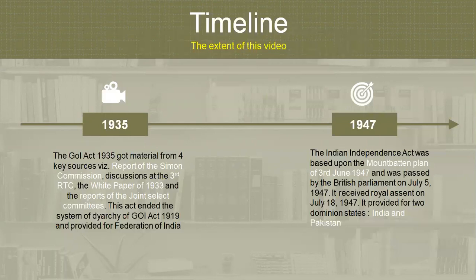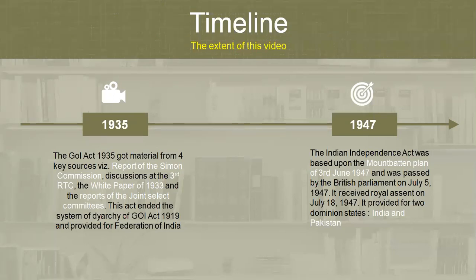Now, to begin with, we would be looking at 1935 and 1947. So, the Government of India Act 1935, as we know, is a collection of four different sources. The first source is the report of Simon Commission. The second source is the discussion of Third Roundtable Conference. The third source is the White Paper of 1933. And finally, the reports of some joint select committees. All these reports together, and finally, some provisions of 1919 also were joined in order to come up with the Government of India Act 1935.